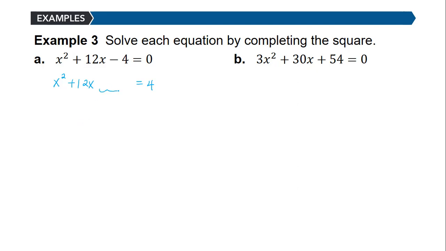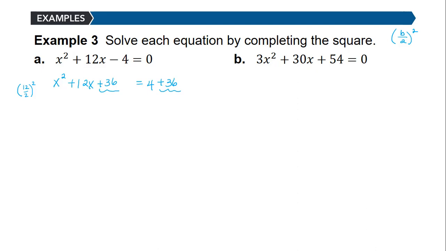Now I want to find the number that's going to complete the square. Recall that in a perfect square trinomial, the constant is always the coefficient of x divided by 2, squared. So we will take half of 12 and square it. Half of 12 is 6, squared is 36. We're going to add that number to each side of the equation because the big rule of equation solving is what I do to one side I have to do to the other to keep it balanced.